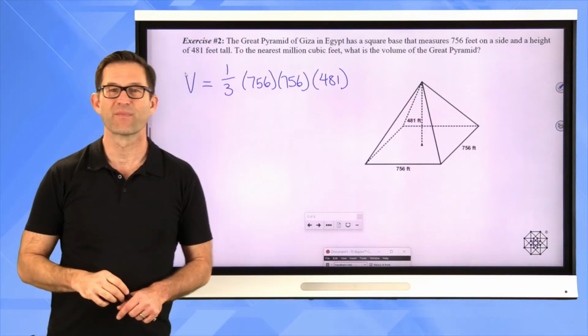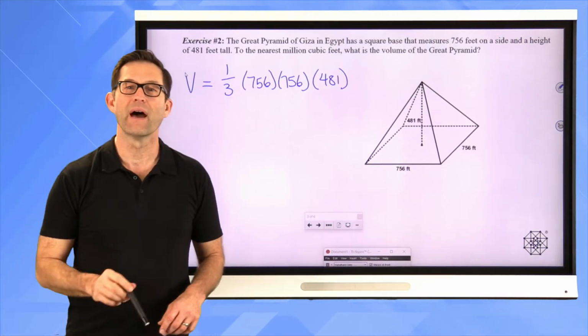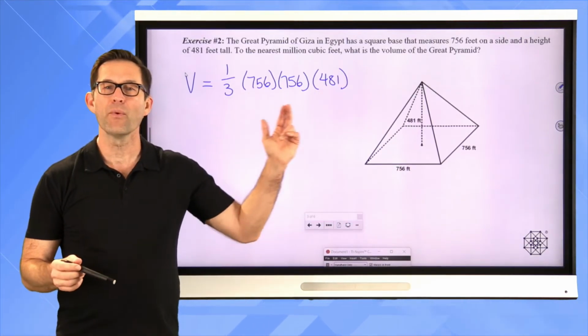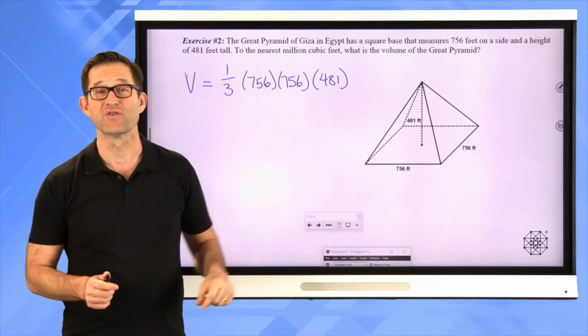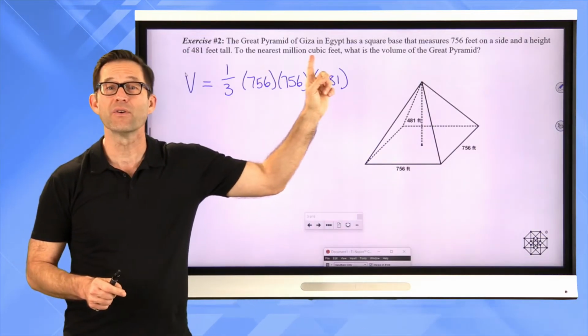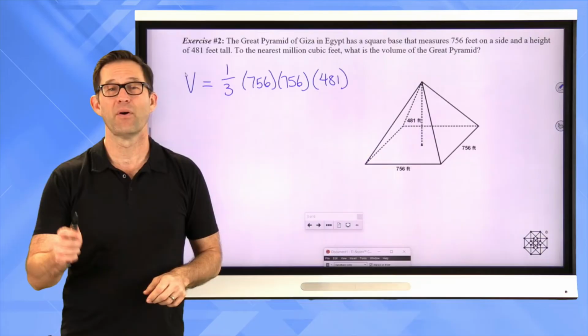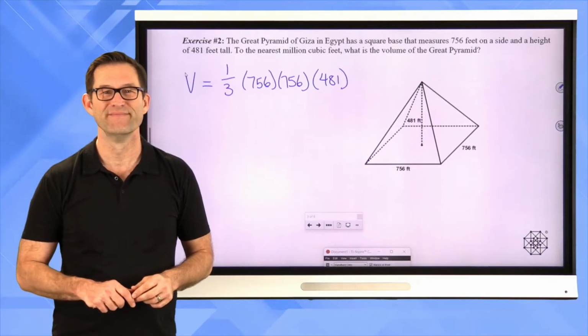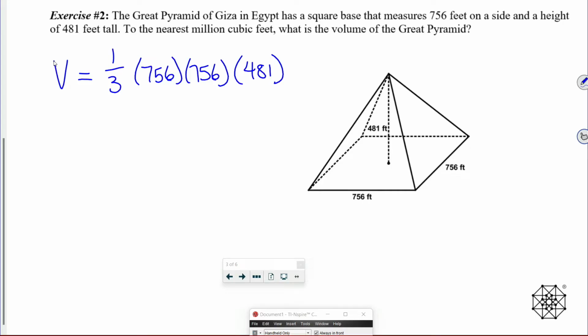and the big difference now is we have to throw that 1/3 in. All right, what I'd like you to do right now is pause the video, come up with what this volume is, and maybe just as challenging, round it to the nearest million. Pause the video now and go ahead and do that.